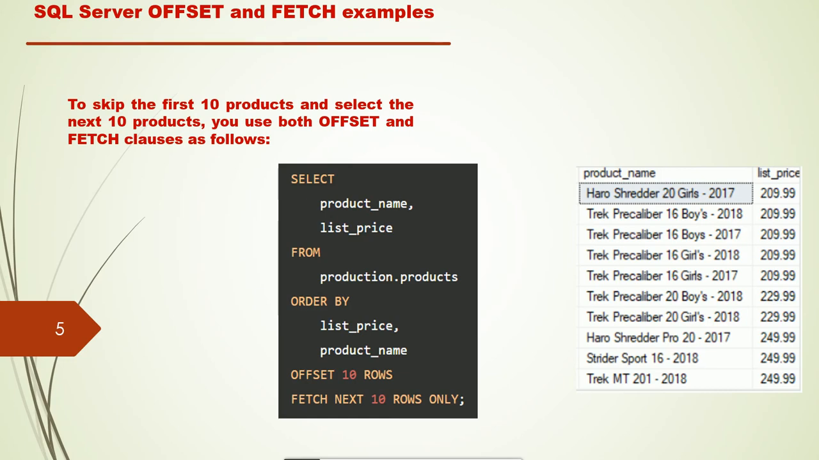Skip first 10 rows. So in the OFFSET you have to mention the number of rows that will be skipped. They will not be displayed in the table, and how many rows you want to display next, you can mention along with FETCH NEXT. I hope it is understood. In this example we have discussed skipping the first 10 products and selecting the next 10 products using OFFSET and FETCH.